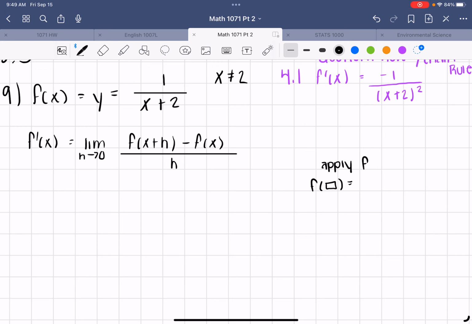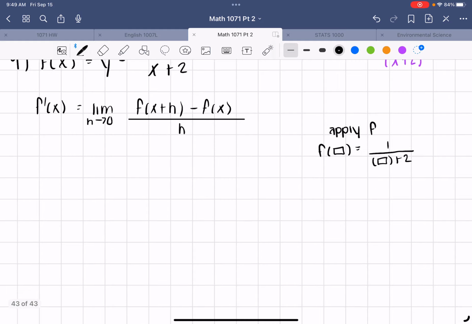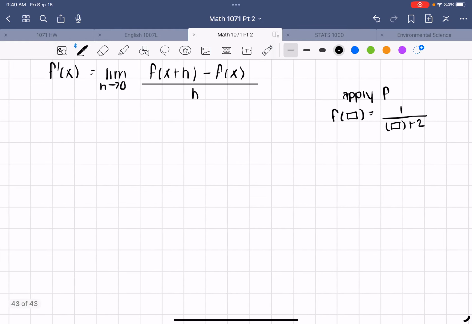So here in blue, you're looking at the limit as h goes to 0 of, put x plus h in the box, 1 over x plus h plus 2. Minus f of x, put x in the box, 1 over x plus 2. Over h.